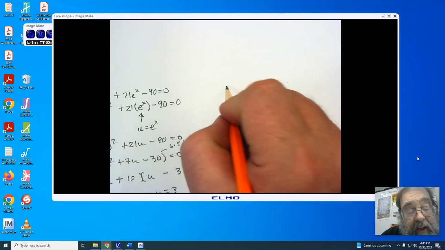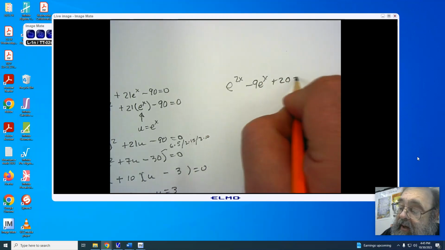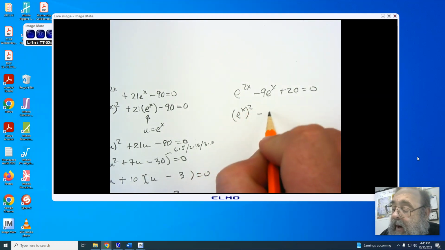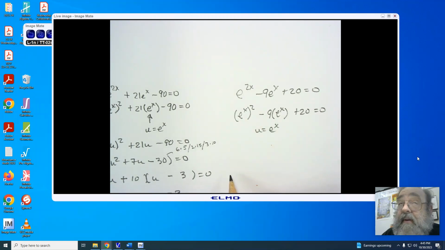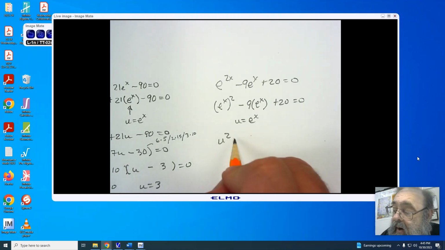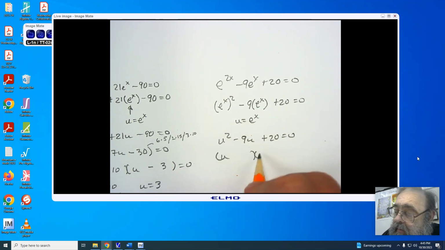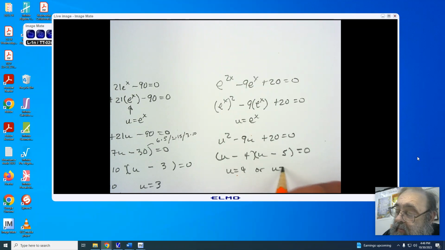Let's take e to the 2x minus 9e to the x plus 20 equals 0. Start by looking at it as e to the x, the quantity squared, minus 9 times e to the x plus 20. Let u equal e to the x so that I can then do u squared minus 9u plus 20. I'm going to factor it into u and u, two numbers that multiply to give you 20 and add to give you negative 9 are a minus 4 and a minus 5. That means that u is equal to 4 or u is equal to 5.